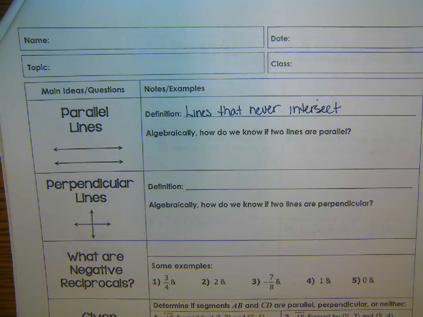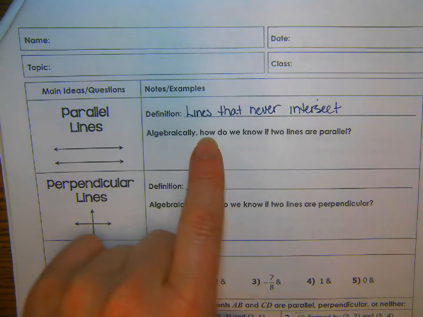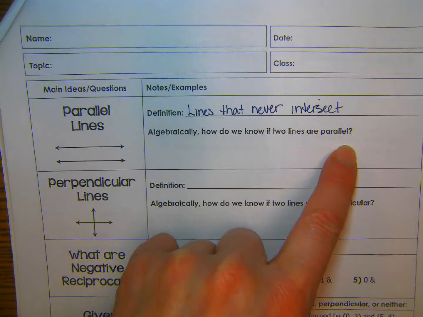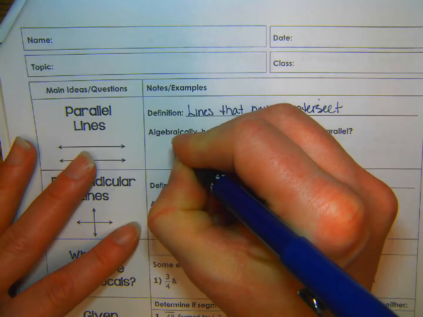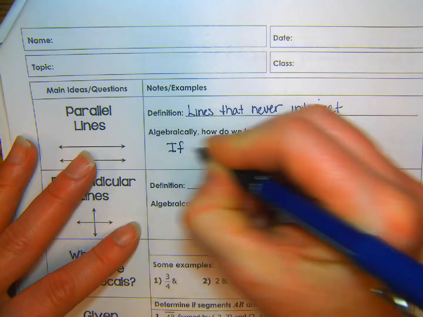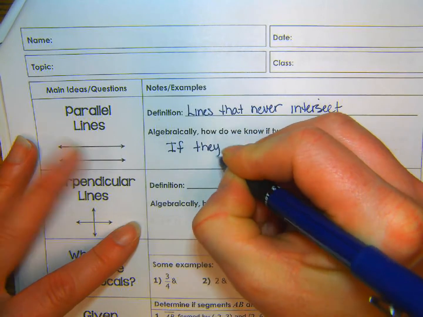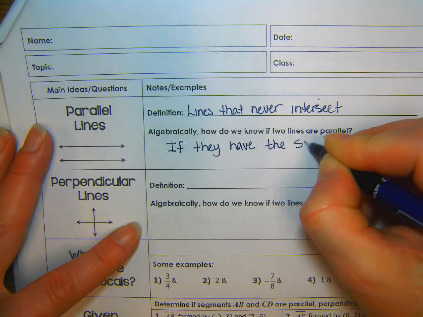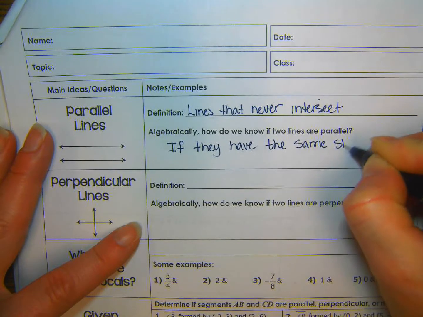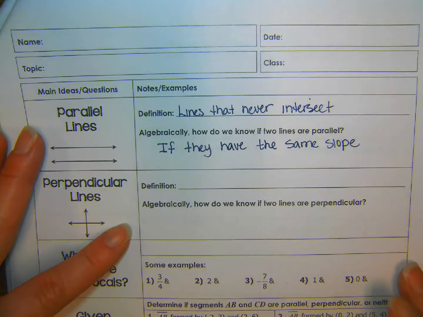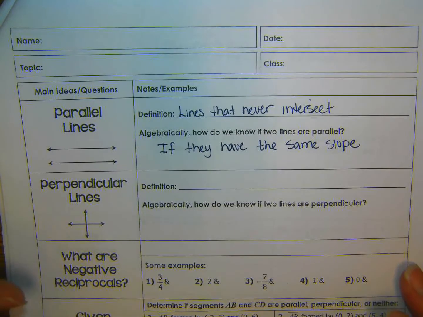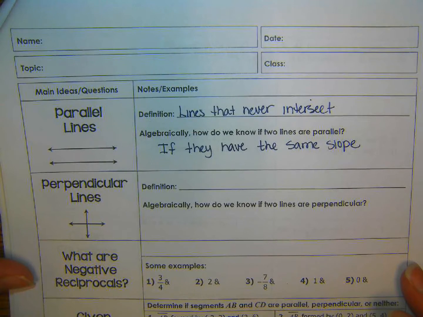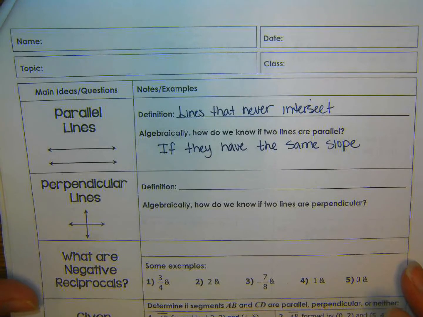Why are we studying it right now? Well, the reason we're studying it right now is because we're talking about slope, right? Yeah. So algebraically, how do we know if two lines are parallel? If they have the same slope. So today, that's how we're going to check if two things are parallel or not. We're going to check out their slopes. So we're going to go back to slope again.